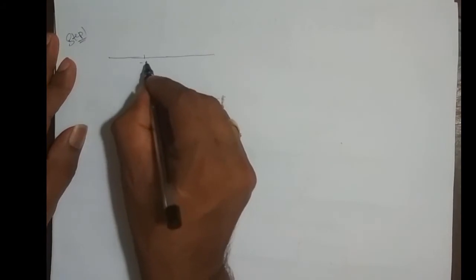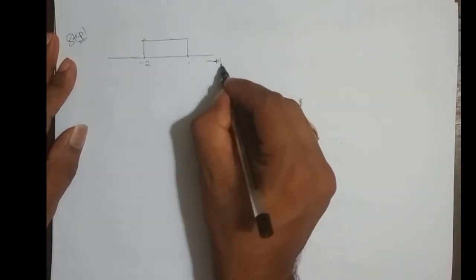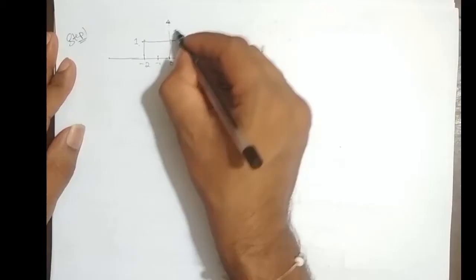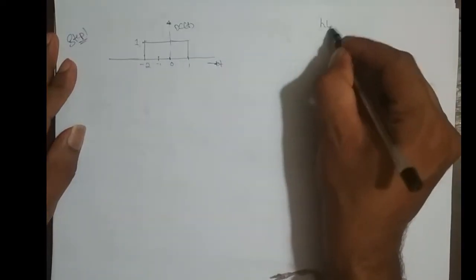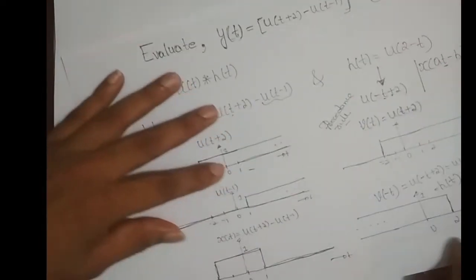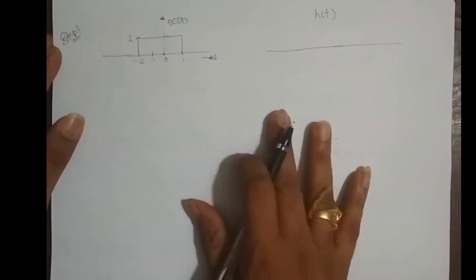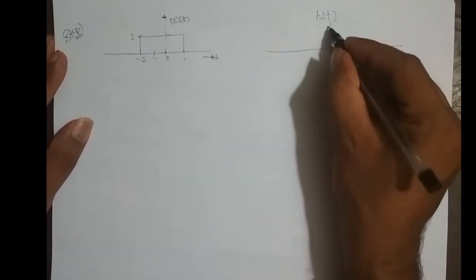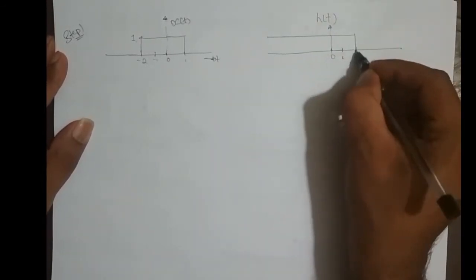So step 1. We'll sketch x of t. x of t is varying from minus 2 to 1. Its amplitude is 1. This is minus 1. This is 0. This is at t equal to 0. This is x of t. So how does h of t look like? So h of t signal is this, right? It is starting from minus infinity till 2. This is 0, this is 1, this is 2. This is at t equal to 0. So starting from minus infinity till 2.